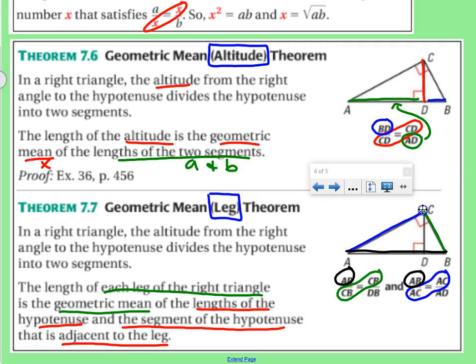Then, as we know, the hypotenuse is split into two segments, AD and DB. So when we're given CB, the segment adjacent is DB. And when we're given AC, the side adjacent would be AD. So these can be kind of confusing to set up until we get used to it. And I understand, so don't feel like you have to get it right away. It just takes a little while to adjust, okay?